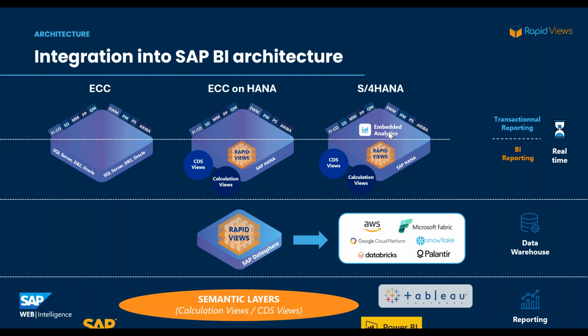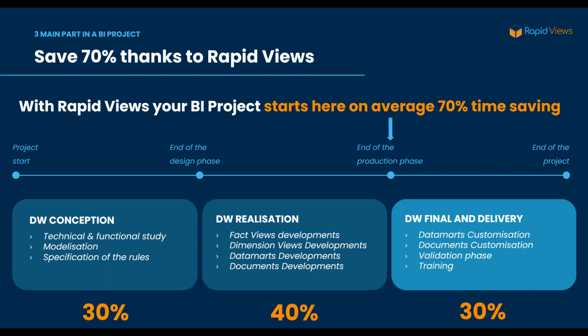Okay. So again, business content, predefined data mart, only developed on HANA technology, can be installed on ECC on HANA, S/4HANA, or SAP DataSphere. And again, it allows you to accelerate your project. If you do not have such content, you need to know all the underlying SAP tables. You need to know how to build a data warehouse. You need to know how to build a dimension, fact, data mart, semantic layer.